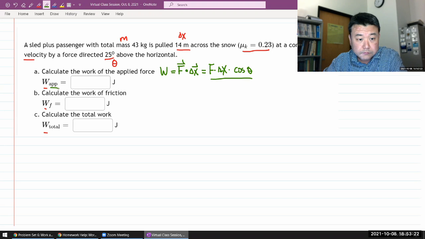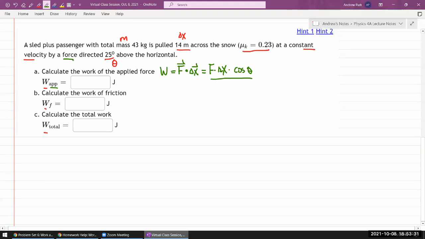Wait, I don't know that force. They didn't give me the force. So okay, I don't know the force. That's one. And when they ask you for the work of friction, I also don't know the friction. And oh, you know what? I think I can answer part C actually.